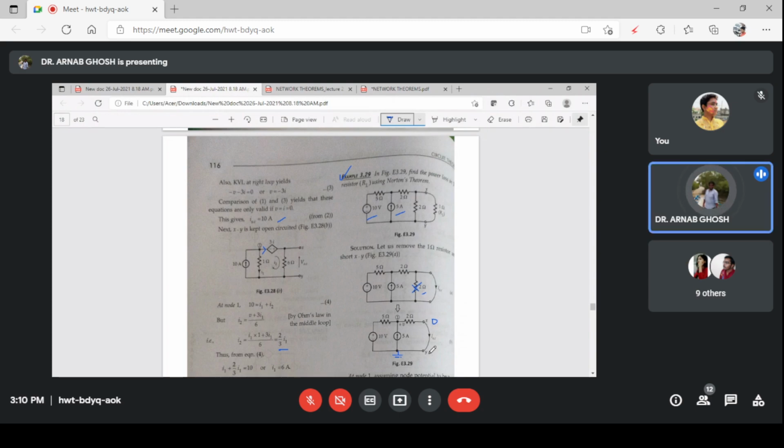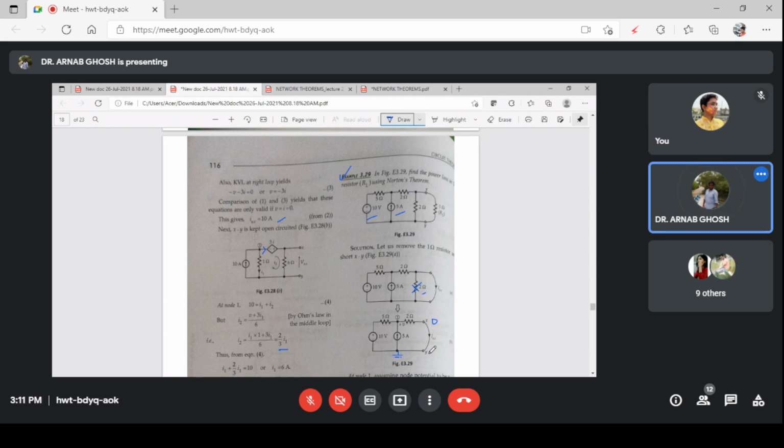Yes, ISC is 5 ampere. Okay, ISC is 5 ampere. So now calculate the internal resistance of all the sources and calculate.